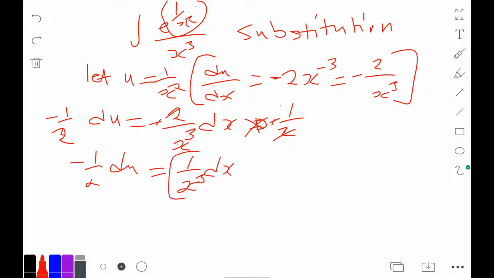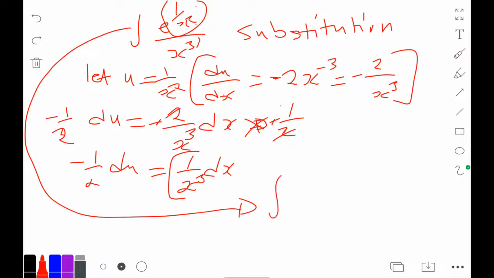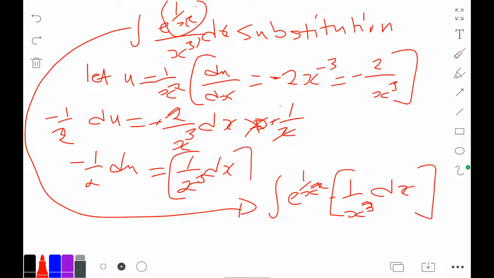So you can see that this 1 over x cubed is this one, because here we have 1 over x cubed. Let me rewrite it properly for you. This is the same as the integral of e to the power 1 over x squared, dot 1 over x cubed dx. Remember, you can see this is exactly the same as this one, which means instead of writing this here, we're going to write du.